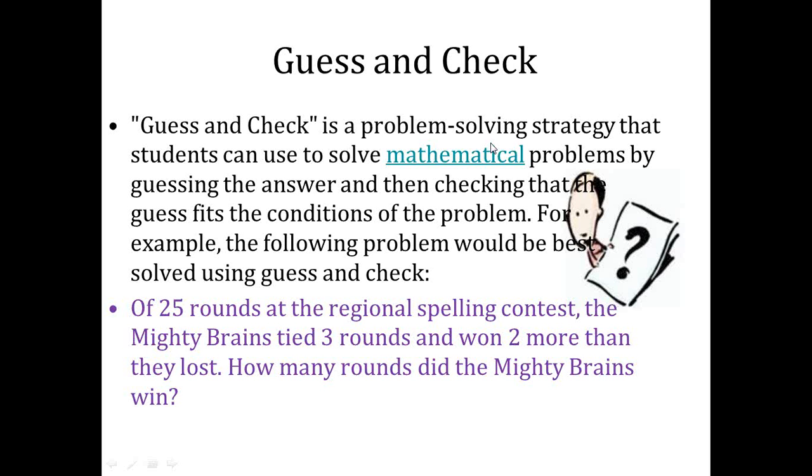So they're trying to figure out, what do I need to know? And then they'll start setting it up, like if they tied 5 rounds, how many did they win and how many did they lose? And so they have to start thinking about it, and they can actually make guesses and check and see if it works, if it adds up to 25, and then it would say, okay, this is helping me, or I'm not going in the right direction.